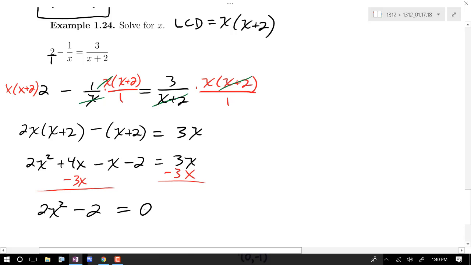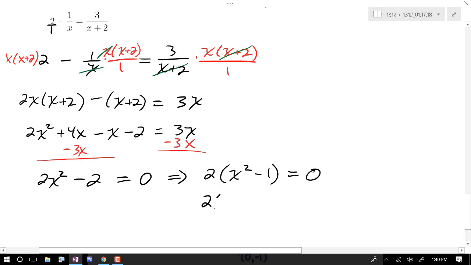It's a nice quadratic, but we have a couple of different ways we could solve this. We could pull out a 2 in factor. So if I pull out a 2, the remaining factor, x squared minus 1, that's a nice difference of squares. So let's factor that. I love factoring.